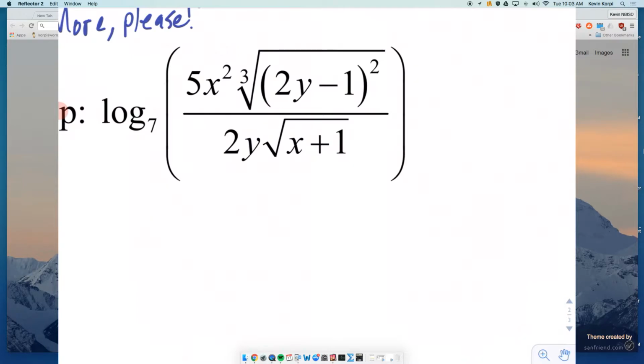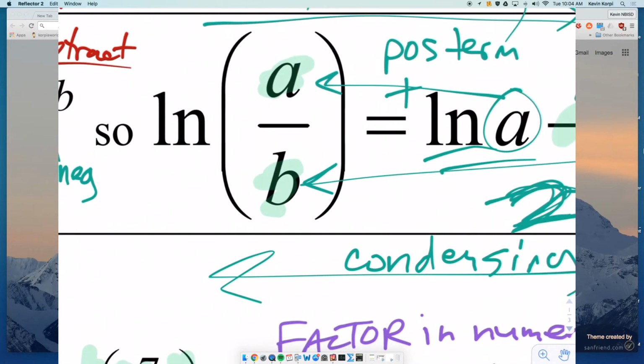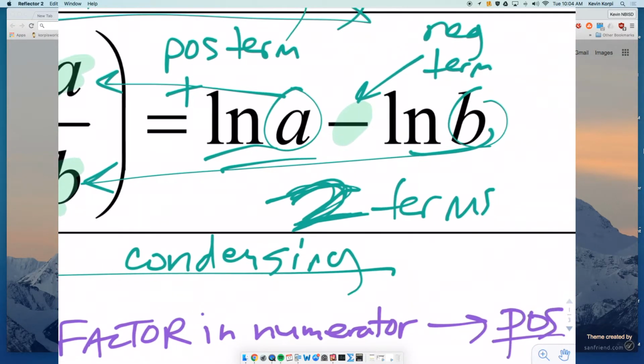Remember the properties of logs that we looked at on Friday. And very quickly to review. The log of a product becomes the sum of the logs. Okay? So each factor gets its own log, and they're both positive terms. The log of a quotient becomes the difference of the logs. And now the sign matters. The numerator gets its own log, but it's a positive term. And every factor in the denominator gets its own log, but is a negative term.